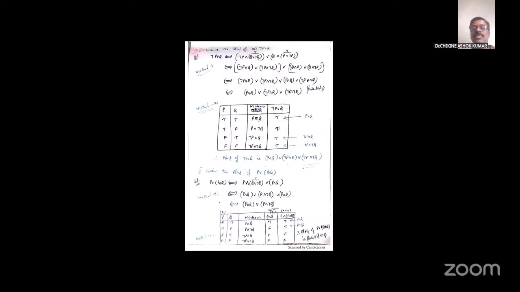We got the same answer with the truth table and without the truth table. Okay, this is about the principal disjunctive normal form. And in the next class we will discuss the principal conjunctive normal form.